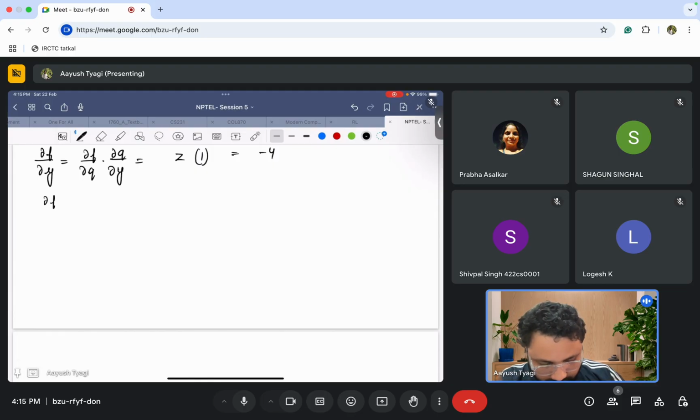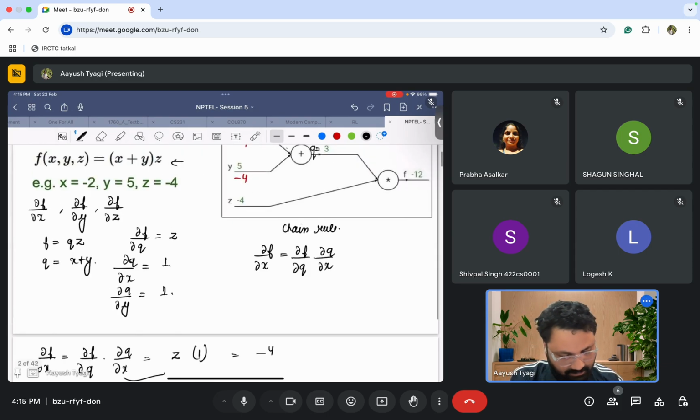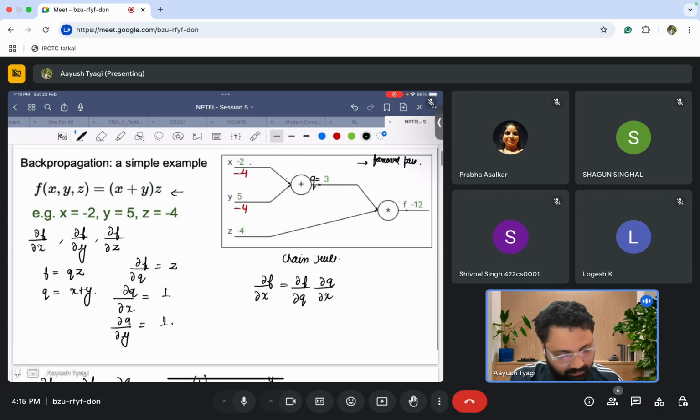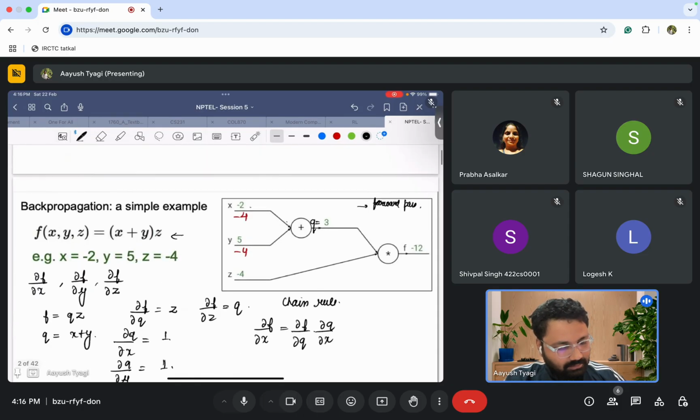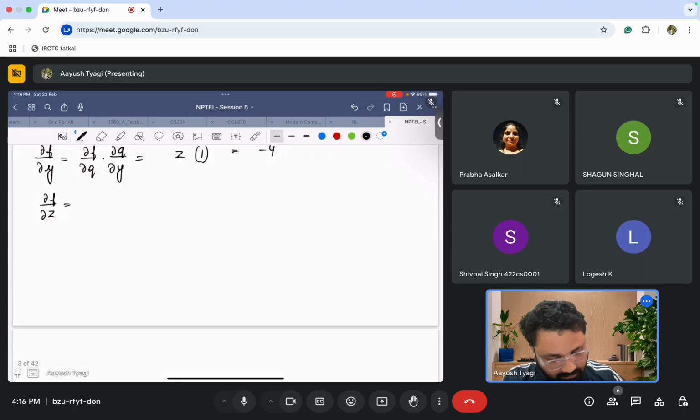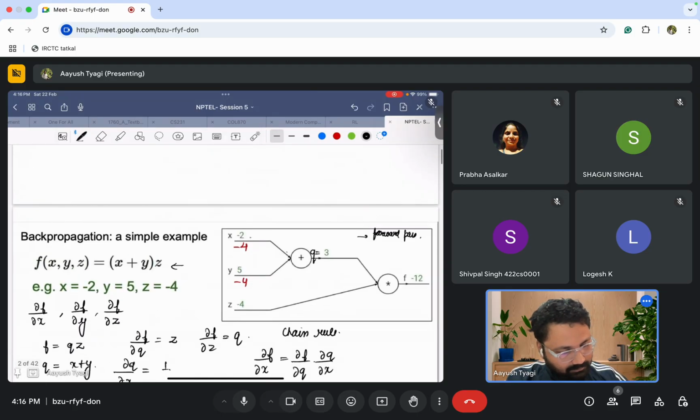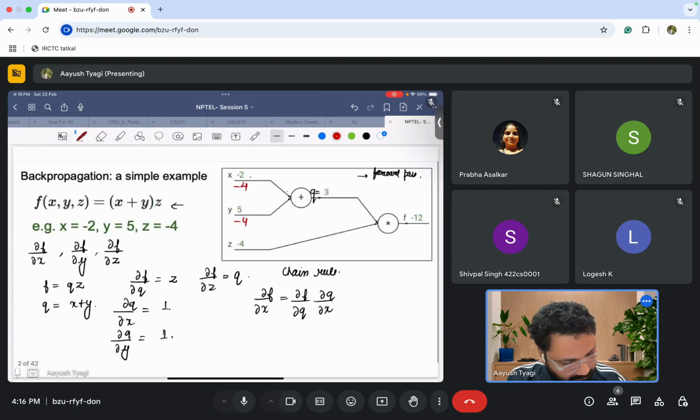Similarly, what we want is the derivative of f with respect to z, right? f is directly dependent on z, so we just check that the derivative of f with respect to z is basically q, and q is 3. So it is q, which is equal to 3. Makes sense, right?